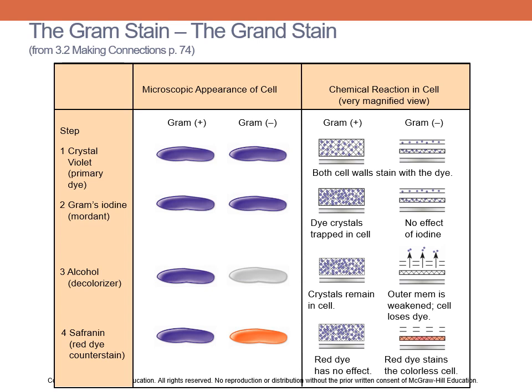The Gram stain is a differential stain, which means it allows you to tell the difference between two different groups of cells based on the makeup of their cell wall. There are other types of differential stains, like the acid-fast stain that I just mentioned, that allow you to differentiate two groups of organisms based on other differences in their structures.